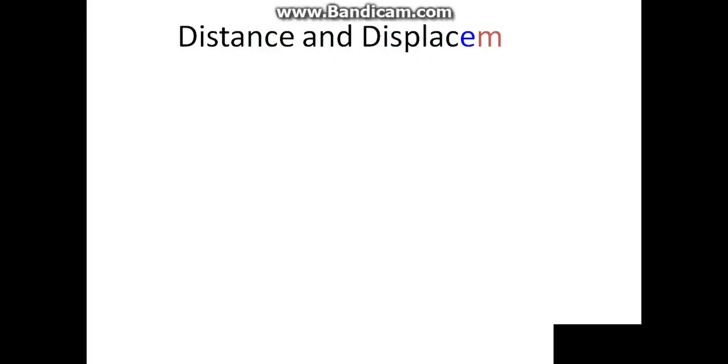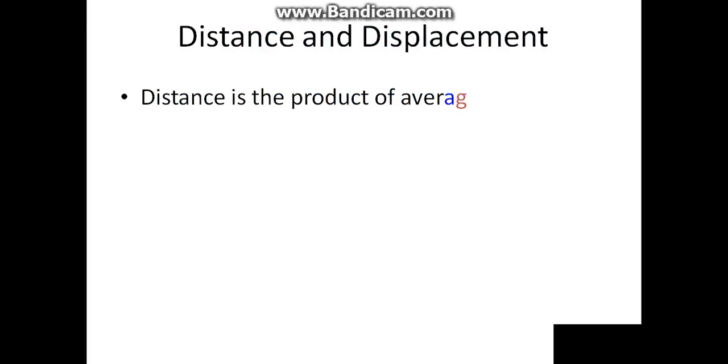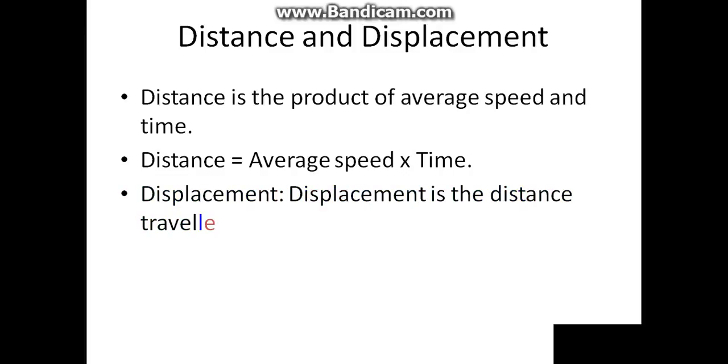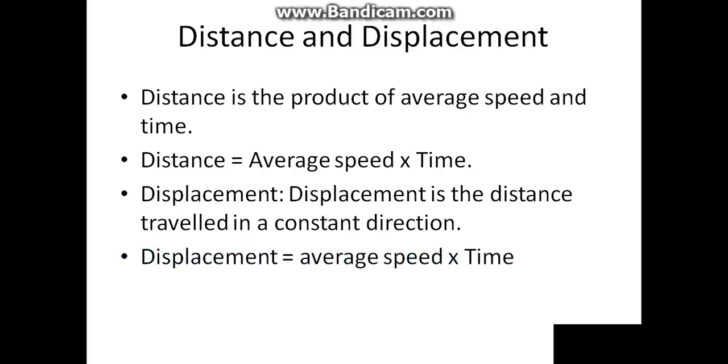Distance and displacement. Distance is the product of average speed and time. Distance is equal to average speed times time. Displacement. Displacement is the distance traveled in a constant direction. Therefore, displacement is equal to average speed times time.